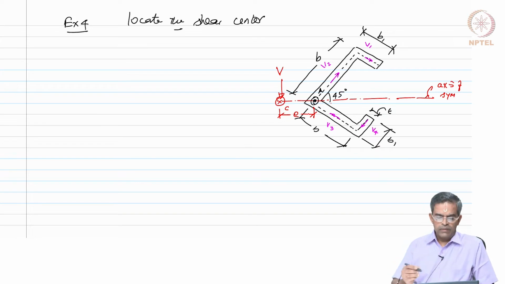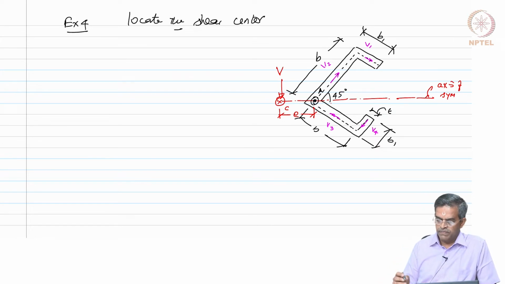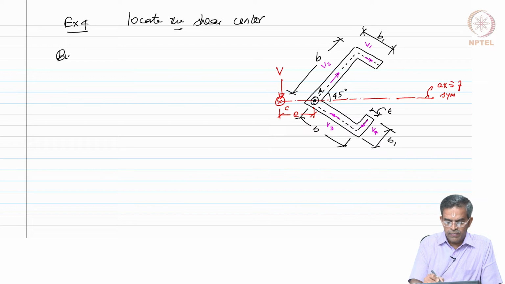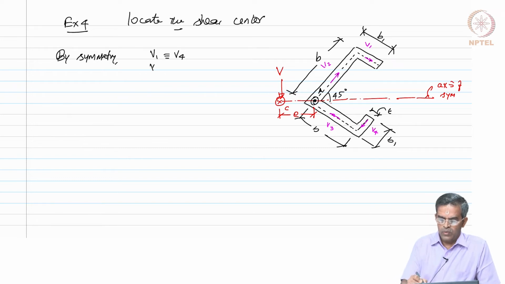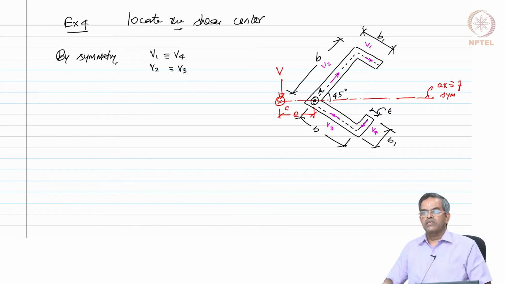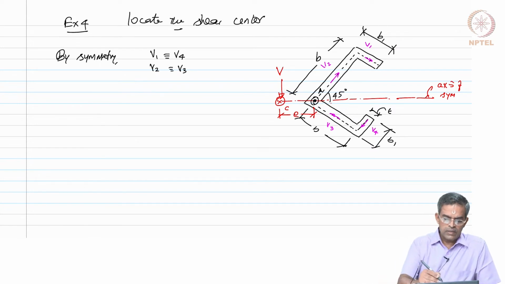Okay. So, from this figure by symmetry we know that V1 is equal to V4 and V2 is equal to V3 because of the dimension similarity. Okay. So, we will cut a section.